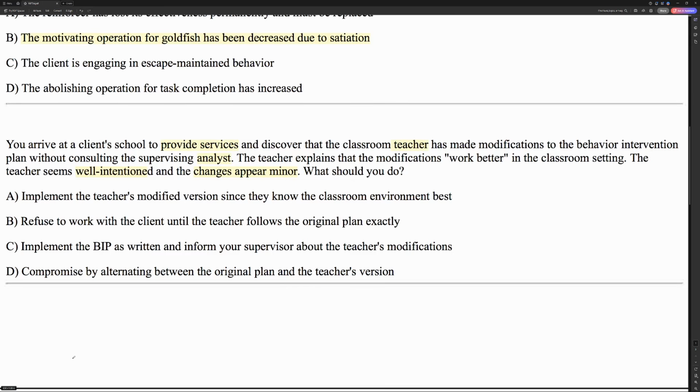D, compromise by alternating between the original plan and the teacher's version. Again, you don't want to do that. We don't know what modifications were made. Maybe the modifications are worse. Maybe they're better. That's not your decision to make. Do what you were trained, provide the best service to the client, let the supervisor know. So C, implement the BIP as written and inform your supervisor about the teacher's modifications.